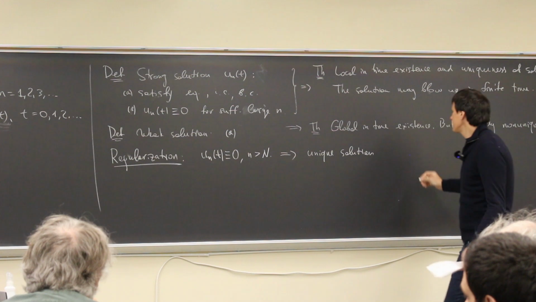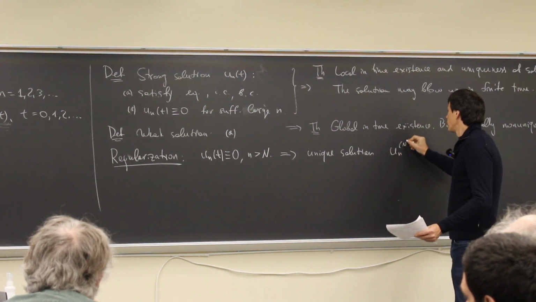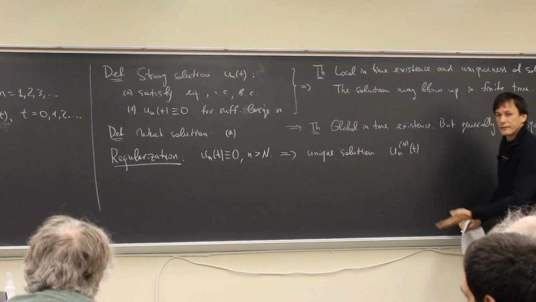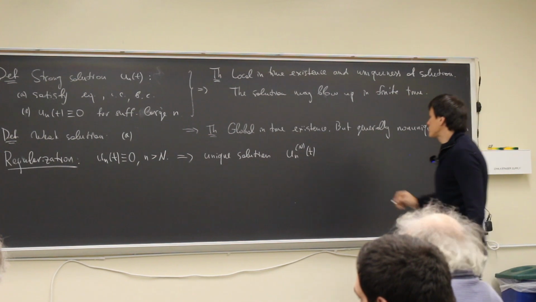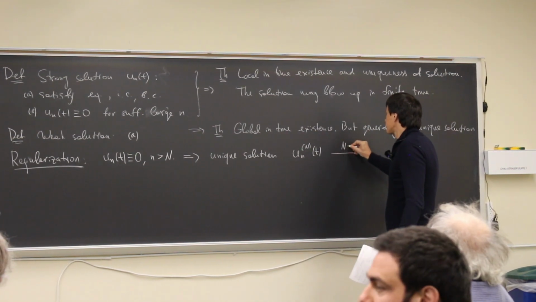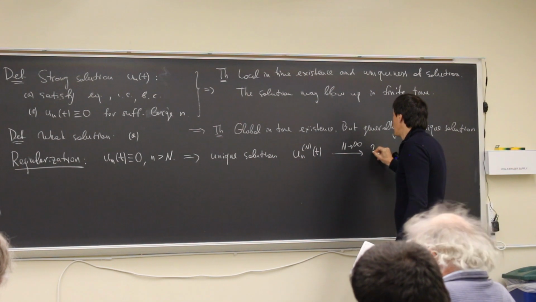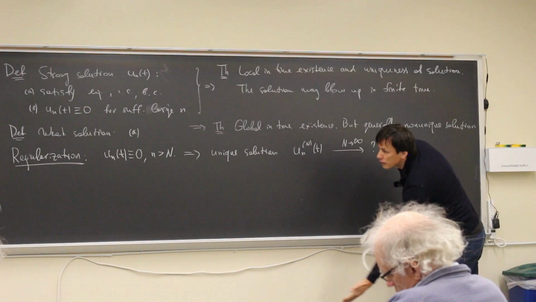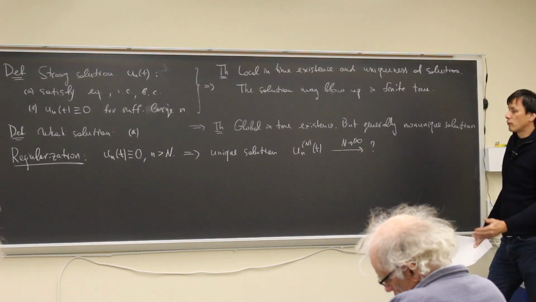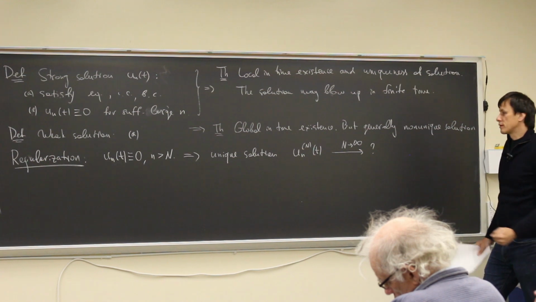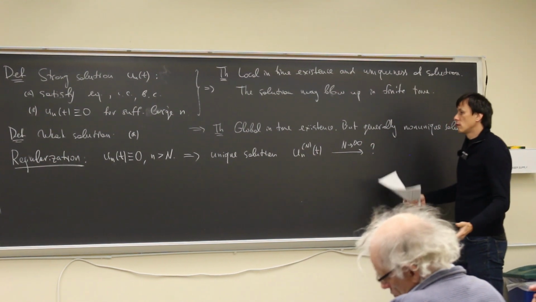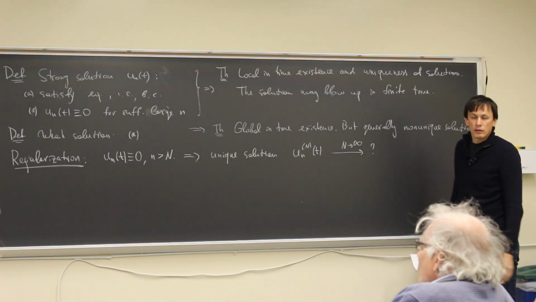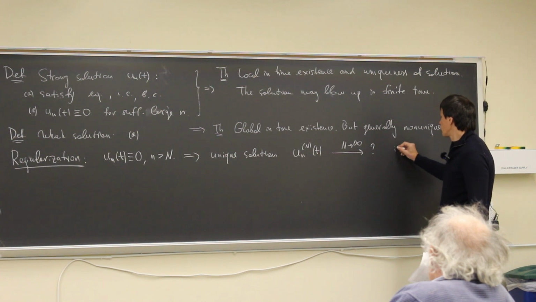It's also global in time, and we call it u_n(t), with N capital as a superscript because it depends on where we cut. So the question is, what happens when N goes to infinity? Whether, cutting lower and lower, we really choose some solution in the limit. Because if there is a convergence, then we get a weak solution that is chosen by the regularization procedure.